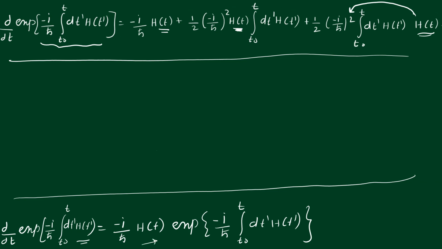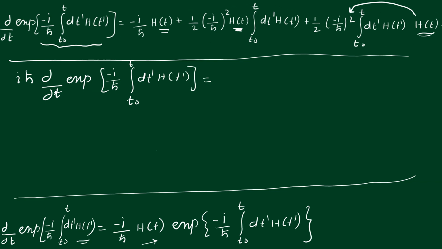Now again, as usual, you multiply by iħ on both sides and you see that iħ times the partial time derivative of the exponential of minus i/ħ integral t0 to t dt' H(t') is equal to, so when I multiply by iħ, you see that on the right, you get H(t) exponential minus i divided by ħ integral t0 to t dt' H(t').